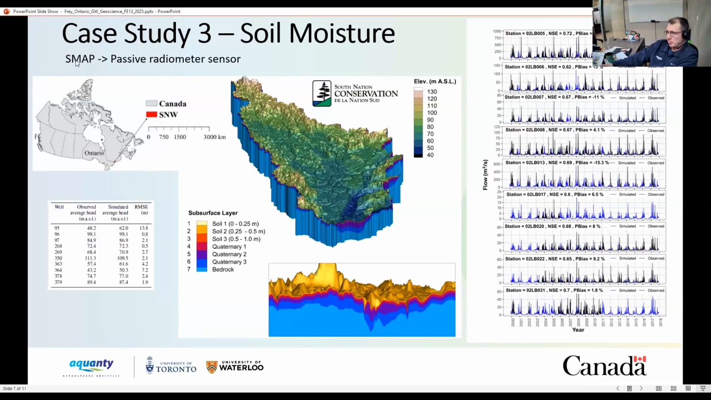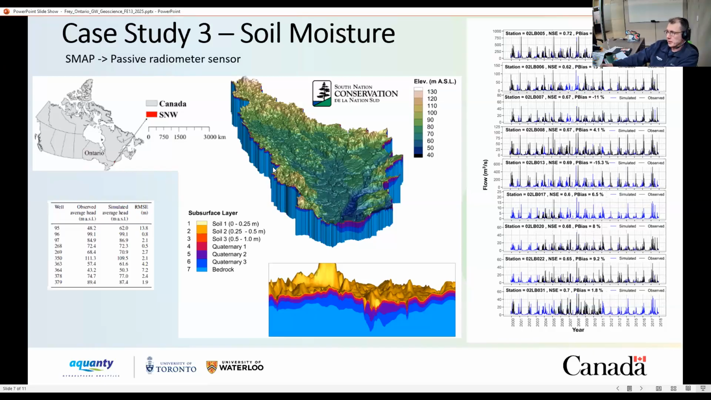So SMAP was launched a while ago. It was supposed to have an active radar sensor as well as the passive radiometer. Unfortunately, for those of us in the soil science community, the active radar sensor power supply died shortly after launch. So SMAP really became SMP. So the passive signals we're getting from SMAP are still useful, but just not as highly resolved as what we would have seen from the signals coming out of the active radar sensor.